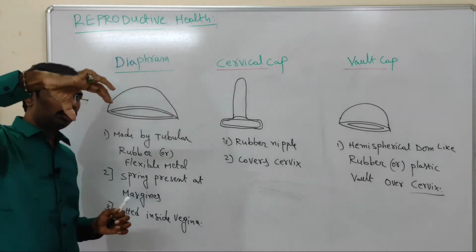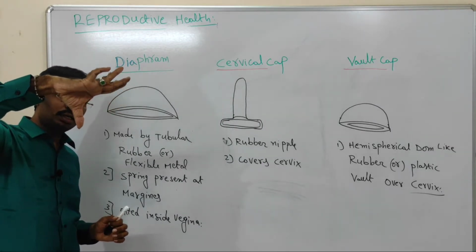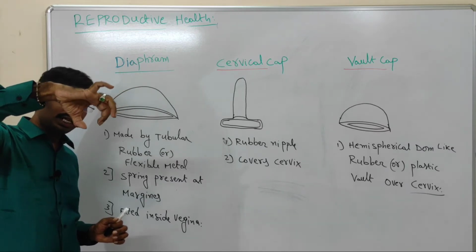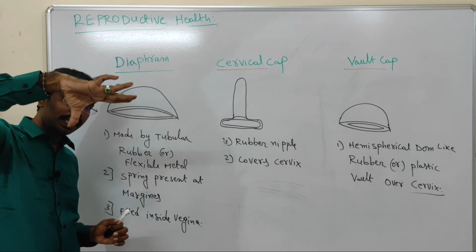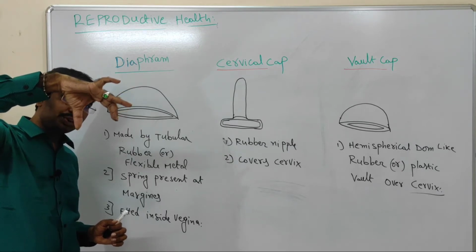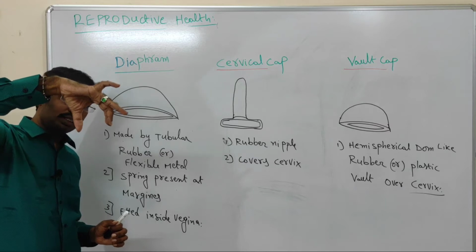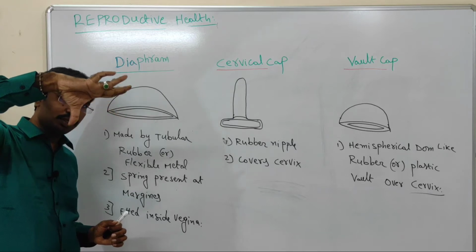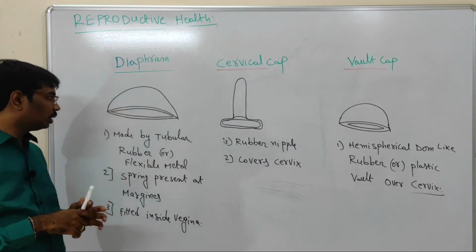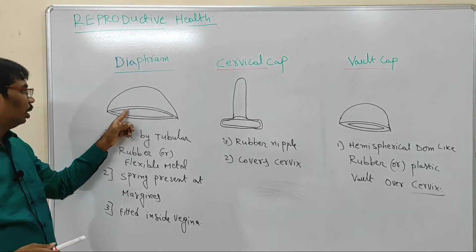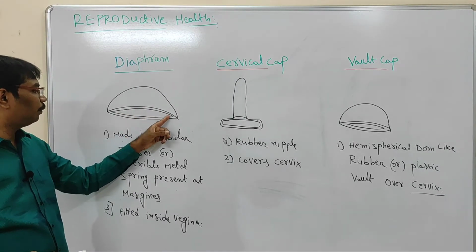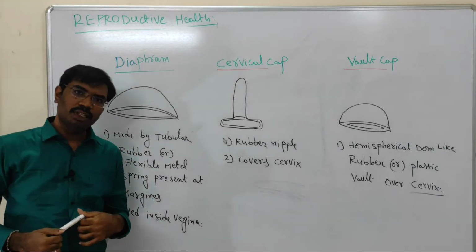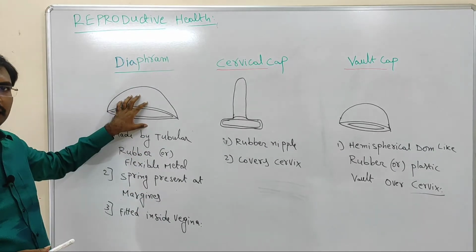Suppose this is the diaphragm. It can expand like this, otherwise it can contract like this. Contracted, expanded. That kind of nature is present in the diaphragm because its margins have springs. It is fitted inside the vagina.